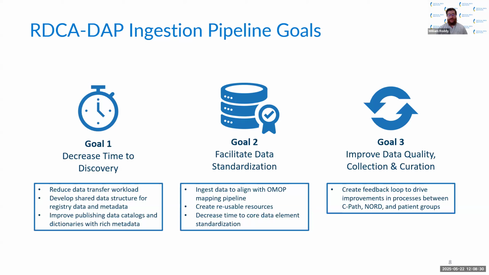In addition to that, as we begin to identify areas for improvement, we want to get that feedback to the patient group as quickly as possible so that they continue to generate high quality data that can be used for research. And so one of the really unique aspects of this project is that we have this feedback cycle between researcher, curator, and the patient advocacy group.